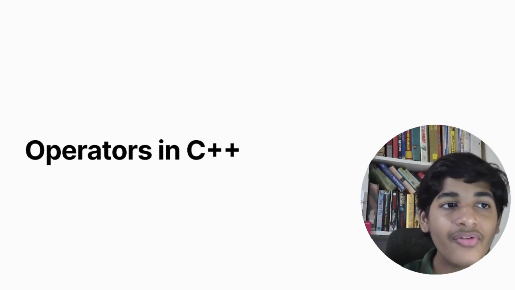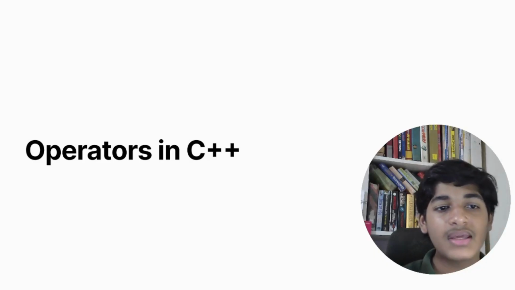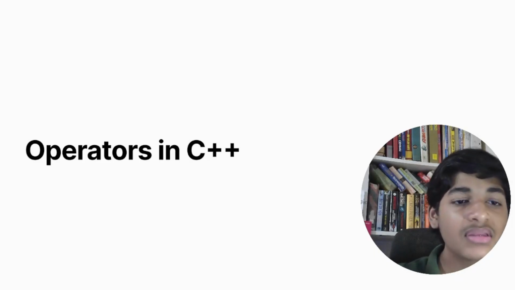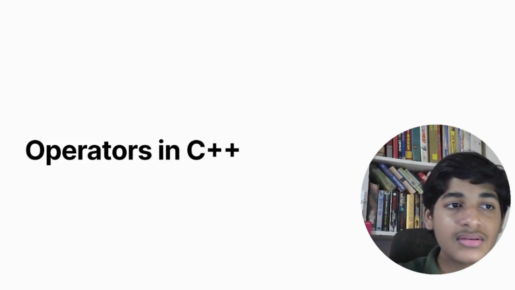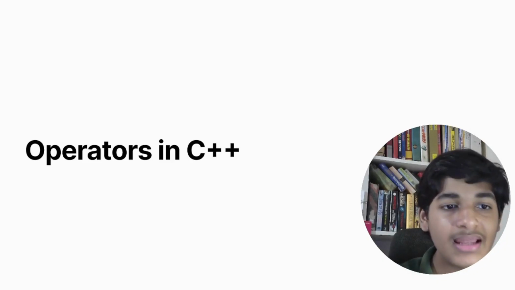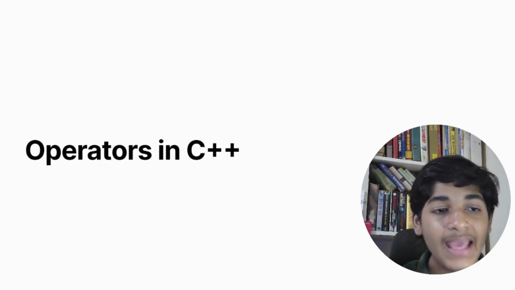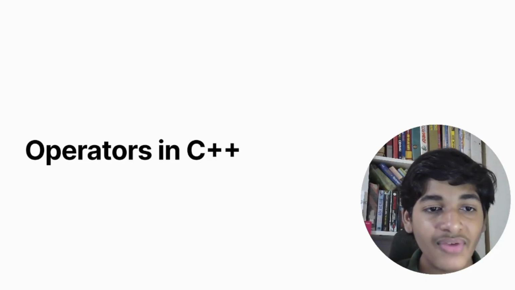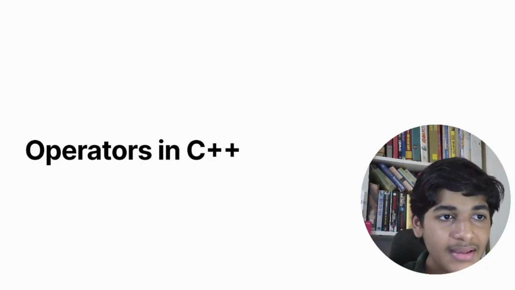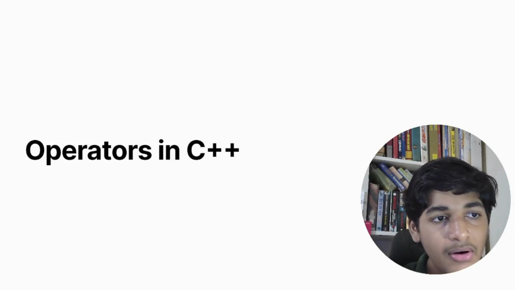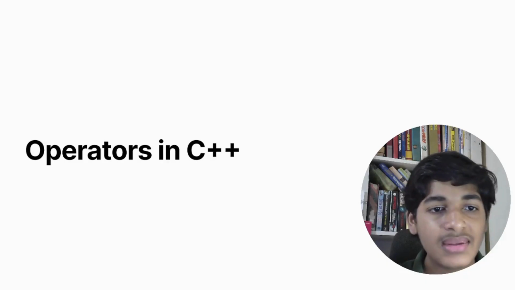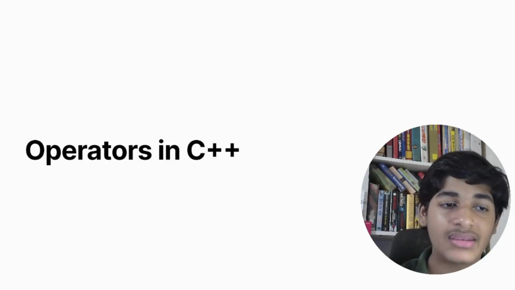The second kind of operators are assignment operators. Now, assignment operators are used to assign a specific value. Equal to sign is an assignment operator because we assign value through it, such as x equal to 5. So we specify that the value 5 belongs to x. We assign the value 5 to x.